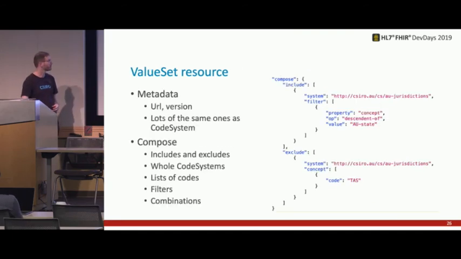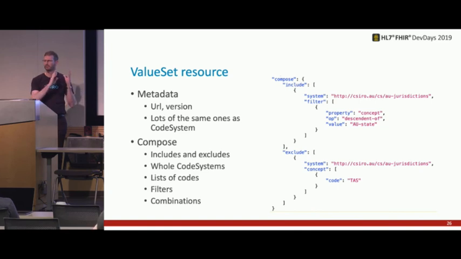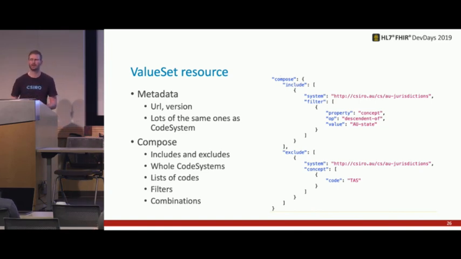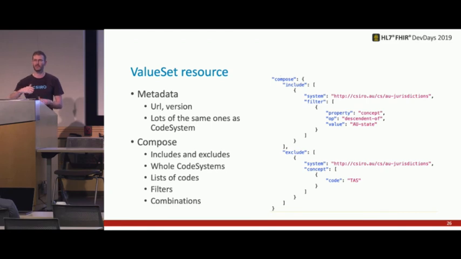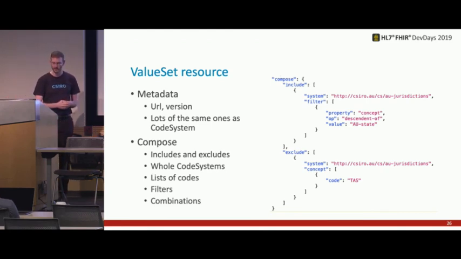The value set resource has basically the same metadata as the code system resource. So URL and version for identifying it elsewhere in FHIR. And then name, title, publisher, copyright, etc. Value sets define what codes are included in them using a series of include and exclude statements. The way these work is that the includes are processed first and then the excludes are processed afterwards.